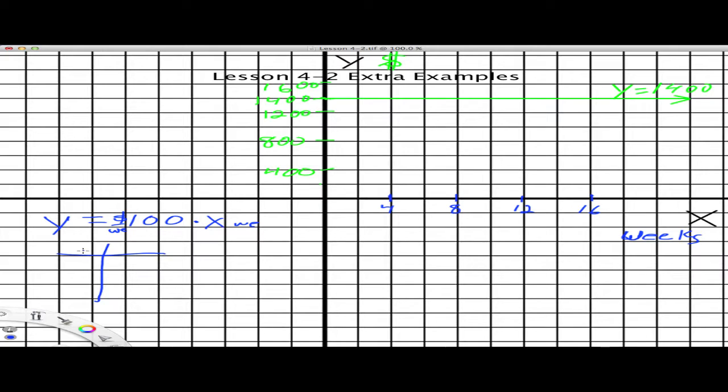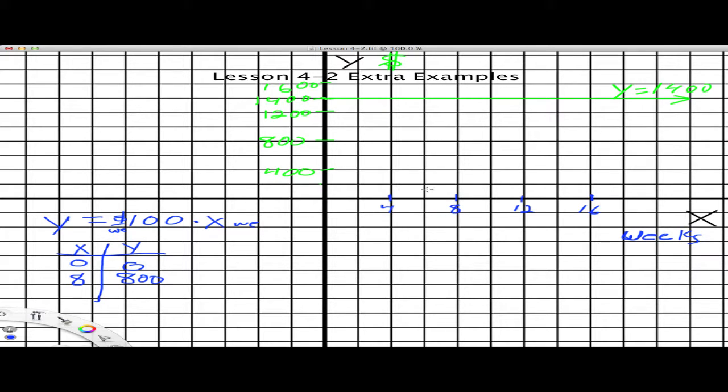So we have our x, we have our y. If x is 0, it's the beginning of time, he hasn't spent any money. So at that point he has not spent anything, so y is 0. So remember, this is his spending. So next we'll try, how about x is 8. 8 times 100 is 800. He's spent $800 by week 8. And this is what we need.